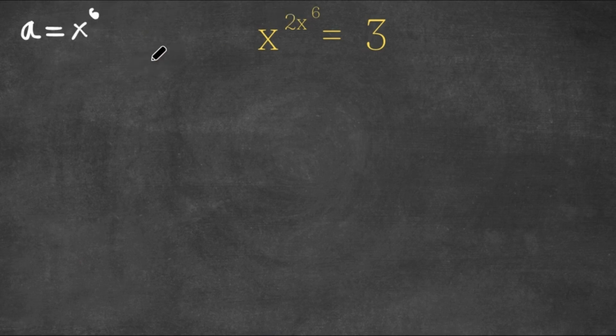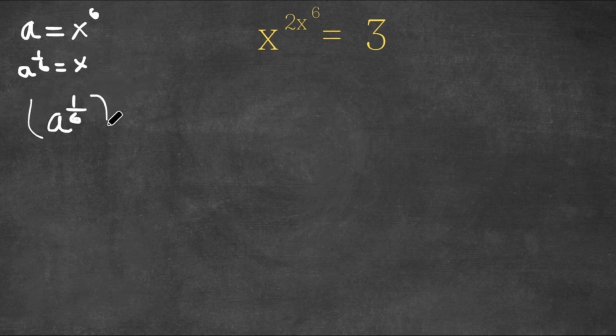So if a is equal to x to the power of 6, then a to the power of 1 over 6 would equal x, right? Meaning x is equal to a to the power of 1 over 6. So I'm actually going to plug in a to the power of 1 over 6 for x here. So we have a to the power of 1 over 6 to the power of 2a, because remember, a is equal to x to the power of 6. And now this is equal to 3.